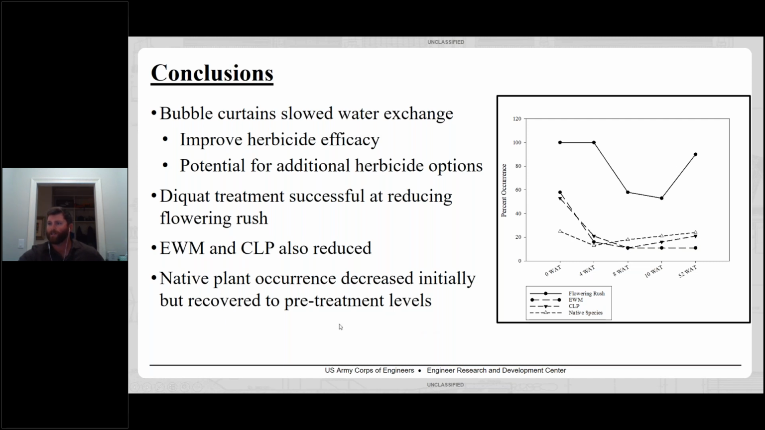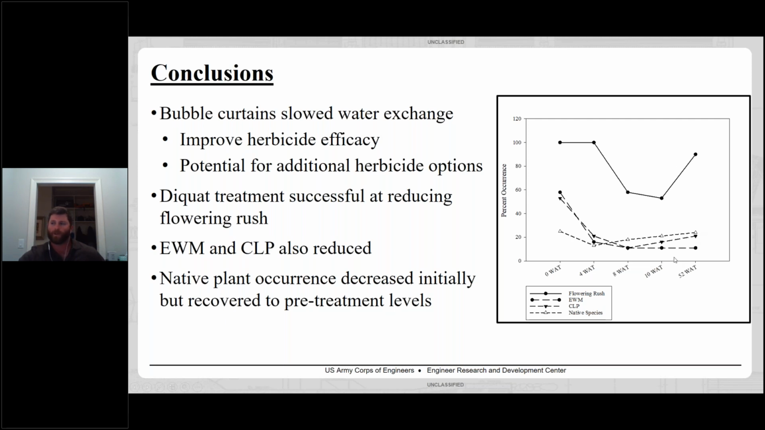Our native plant occurrence decreased initially, which is not uncommon when you're doing a contact herbicide treatment. Selectivity is kind of impacted there because of the tools you have to use. But what we typically see in most situations is when you remove the pressure from that invasive plant, you start to see the native plants rebound pretty quickly. So we're starting to see that. I think 0 weeks after treatment, there's about 25% native plant occurrence. In our 1 year post, we were showing 23% native plant occurrence.